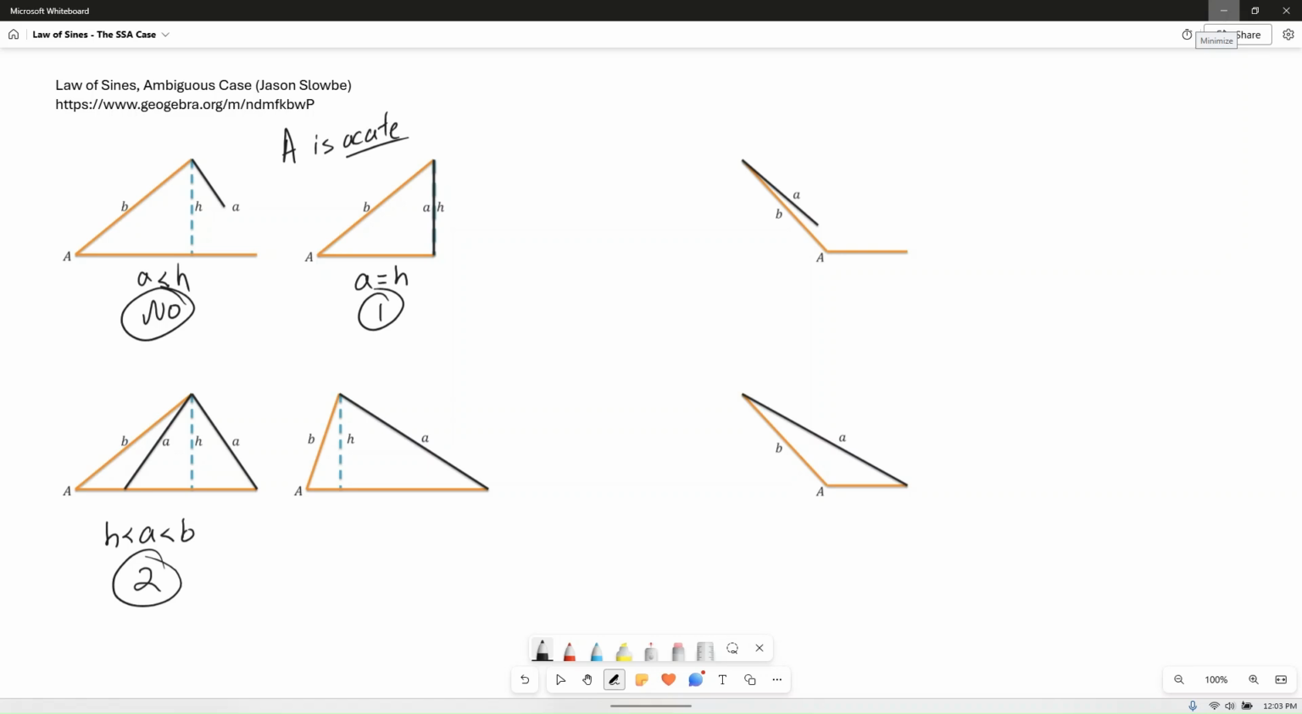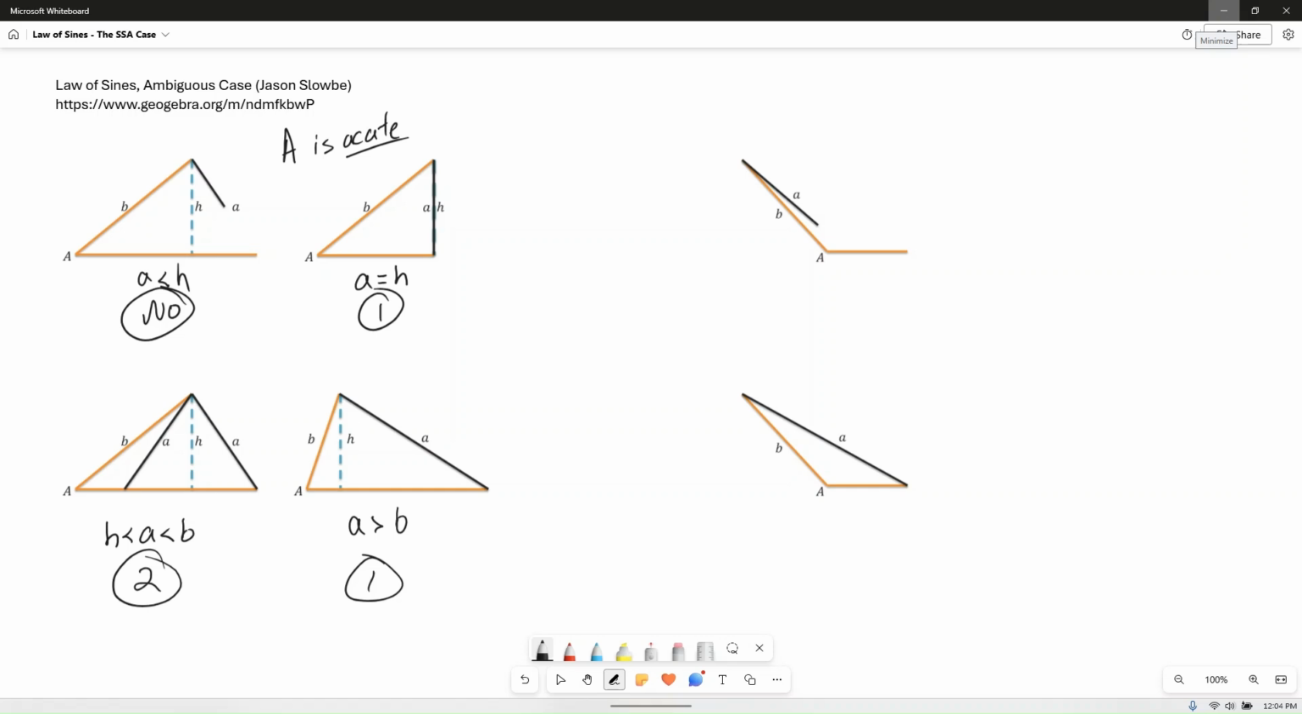And then the last situation, this is if the opposite side A is greater than the adjacent side B, and this time again we get 1 solution. Okay, so these are kind of the 4 cases for having an acute angle. All right, if that's what we're given is the acute angle.